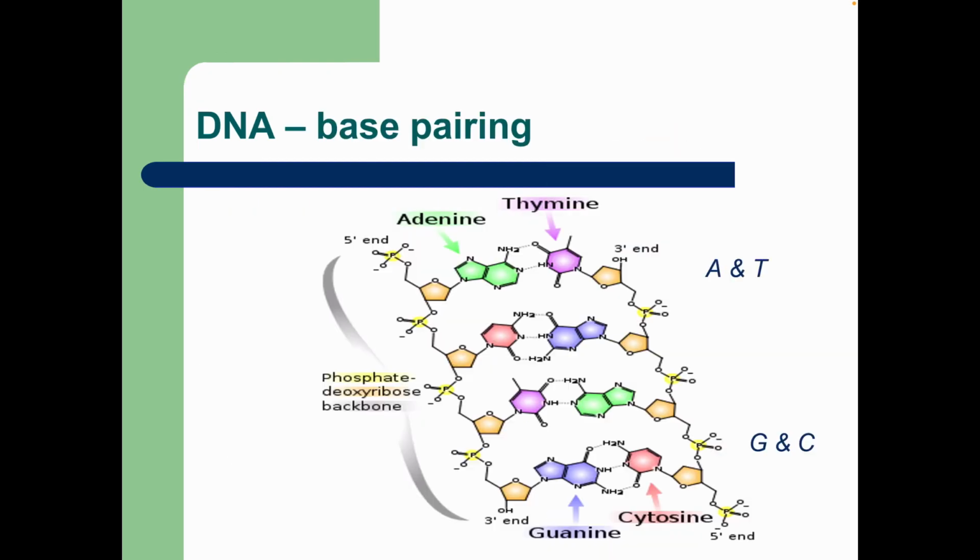As we talked about, we have our base pairing with A to T and C to G. C to G contains 3 hydrogen bonds. A to T is 2 hydrogen bonds. A to T is in DNA, whereas in RNA it would be A to U.